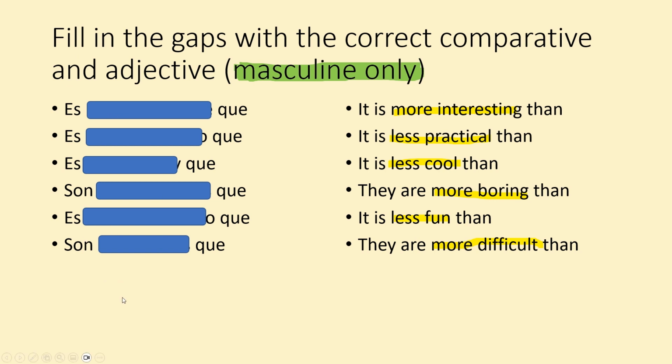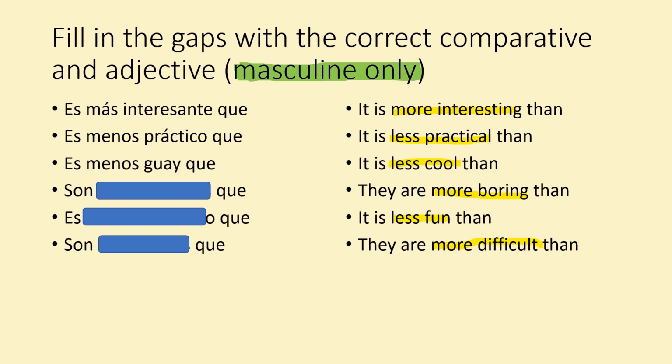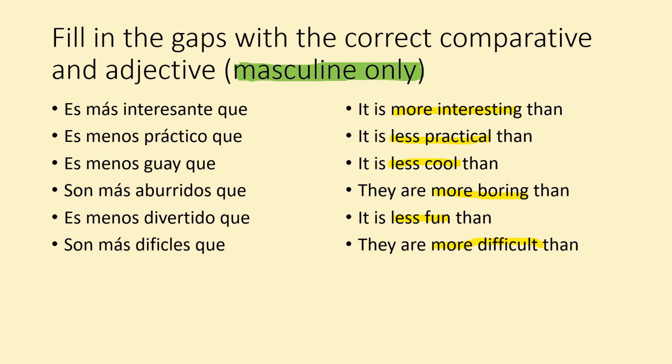Okay, so here are your answers. Es más interesante que, menos práctico que, menos guay que, son más aburridos que, because we go to the plural, menos divertido, and más difíciles. Oh, I've actually spelled that wrong there. Apologies there. There should be an extra I there with an accent on the second one. Okay, so purple pen that. Make sure you've got that to help you for the next task.